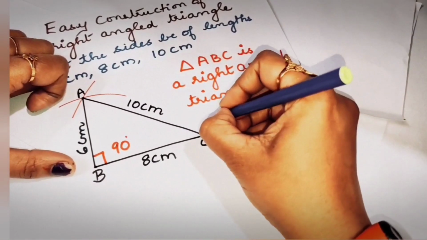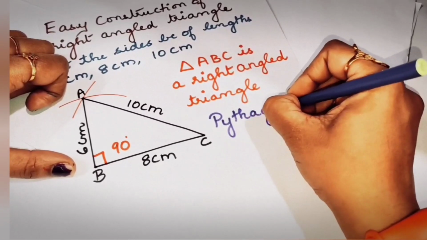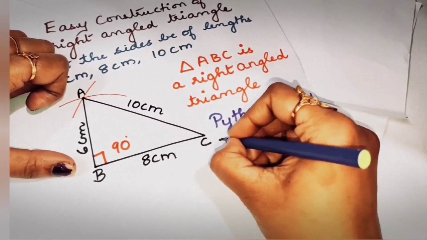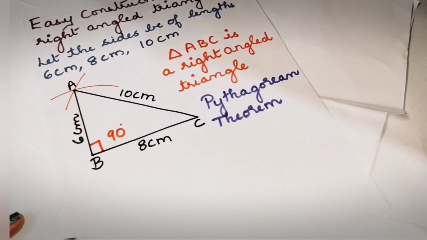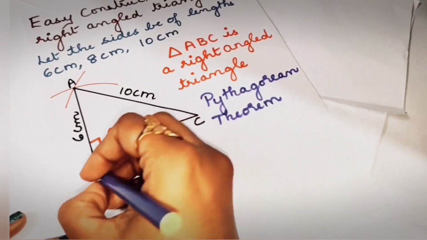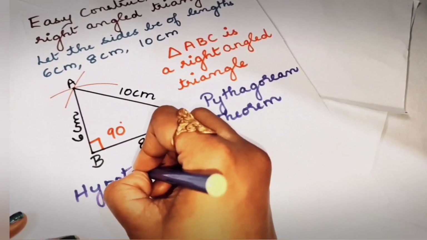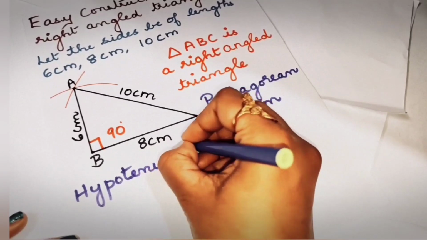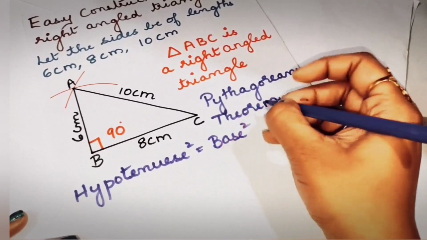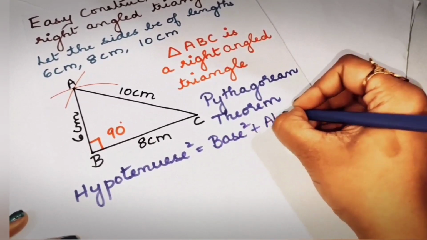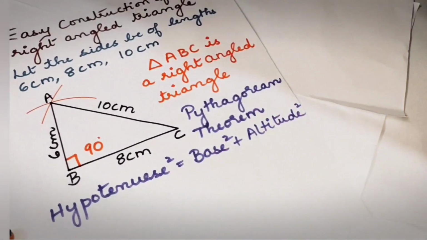Now what is the reason for this being a right angle triangle? It is because the measurements that I have taken for the sides satisfy the Pythagorean theorem. Now what is a Pythagorean theorem? The Pythagorean theorem is a theorem for right angle triangles, which is hypotenuse square is equal to base square plus altitude square. Here the base is 8, the altitude is 6 and the hypotenuse is 10.